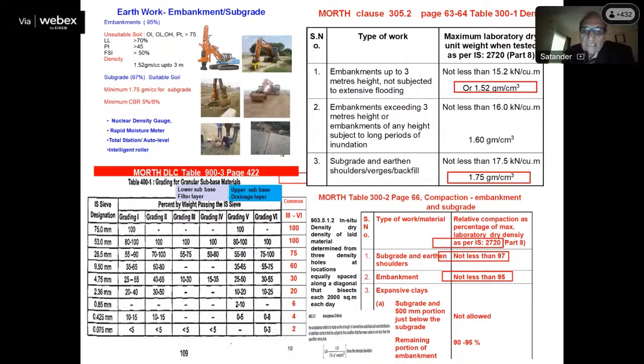Grading 1 and 2 is well graded. 1 and 2 can be used as CTB or CTSB, 3 and 4 as drainage layer, 5 or 6 as filter layer. And all these specifications are given here also.